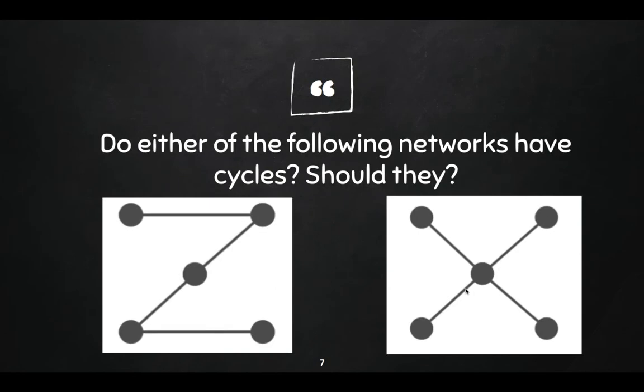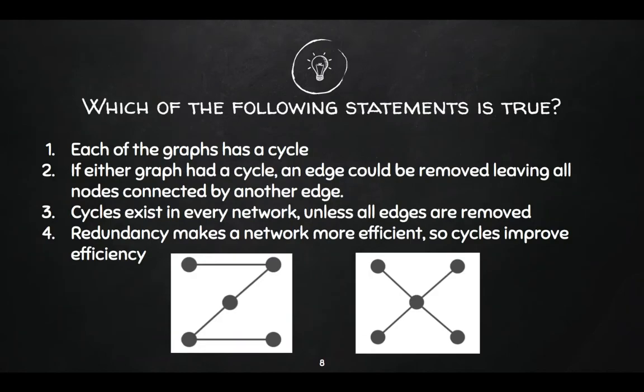Now, to answer the question, should they? That's a little trickier. You need to think about it for a second. The only way they should is if you were trying to reduce the number of edges. And there are some practical purposes for that, and we'll look into that here in a second. All right, so which of the following statements is true? Each of these graphs has a cycle. Is that true? I think we answered that in the last statement. No, neither of the graphs has a cycle. That is a false statement.